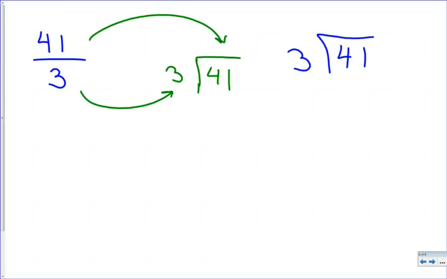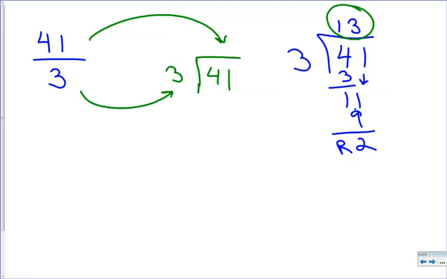We can say 3 goes into 4 one time. Bring down the 1. 3 goes into 11 3 times. Gives us 9 with a remainder of 2. So 3 goes into 41 13 times. In other words, 3 times 13. And so we're done. What we need now is these 2 numbers. This one and this one. They're important to us.